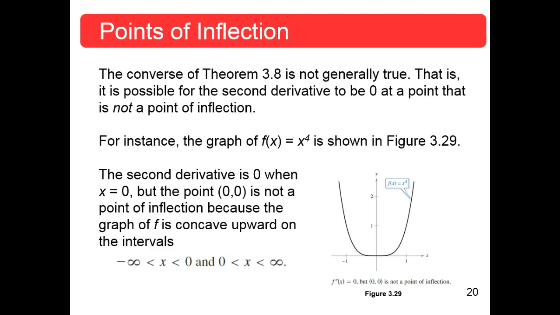Second derivative is 0, x equals 0, but the point (0, 0) is not a point of inflection because the graph is concave up to the left and concave up to the right. It's concave up everywhere between minus infinity and positive infinity. So it doesn't have a change of concavity. In other words, the tangent line does not cross the graph. It's tangent to the graph. It is all below the graph. So just because the second derivative is 0 does not guarantee it's an inflection point. You have to test your concavity on either side. Make sense?